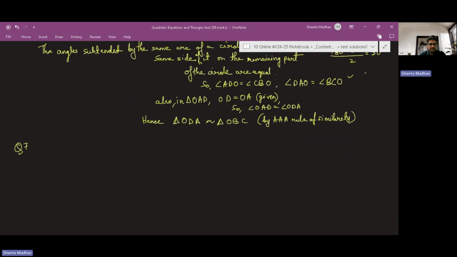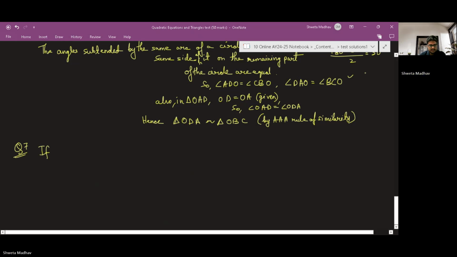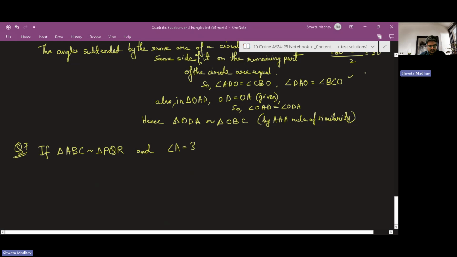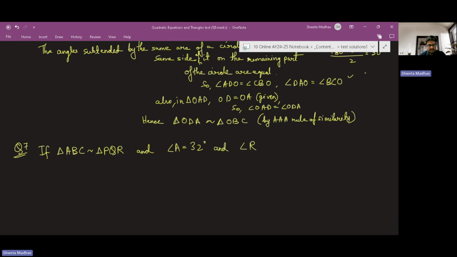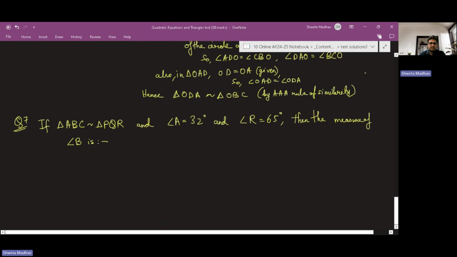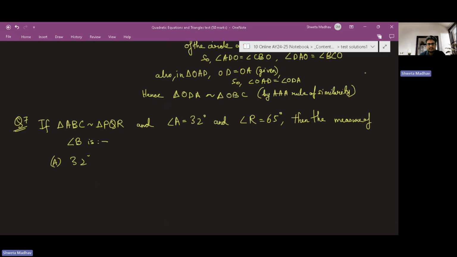And in question number 7, it is told if triangle ABC is similar to triangle PQR and angle A equals 32 degrees and angle R is equal to 65 degrees, then the measure of angle B is... And here also the options are: A is 32 degrees, B is 65 degrees, C is 83 degrees, and D is 97 degrees.